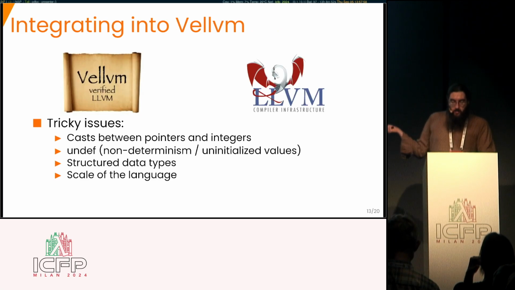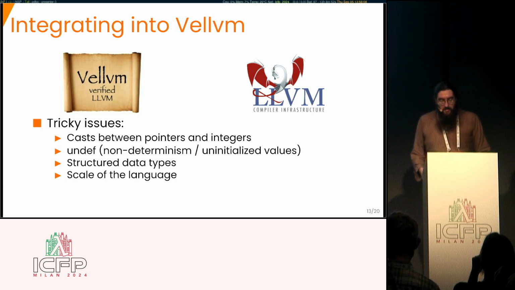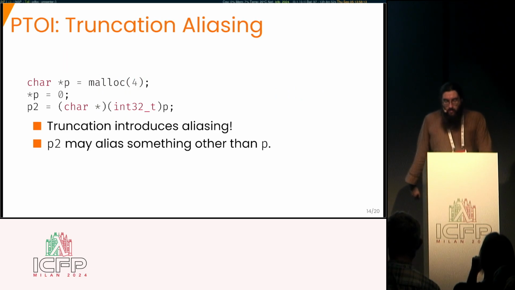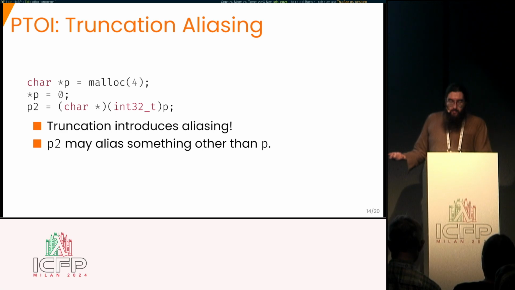As previously noted, we've integrated this two-phase memory model into Vellum to stress test it under a large and realistic semantics. This has highlighted a number of tricky situations around things like casts, undef values, structured data types, and just issues with how big LLVM is as a language. So one tricky issue is pointer to integer casts. In an infinite memory model, pointers are unbounded, so casting them to finite integers can result in truncation. This means that the casted p2 in this example may alias with an unexpected location in memory instead of pointing to the same place as p. And again, unexpected aliasing can block optimizations like store forwarding. And so how do we deal with this?